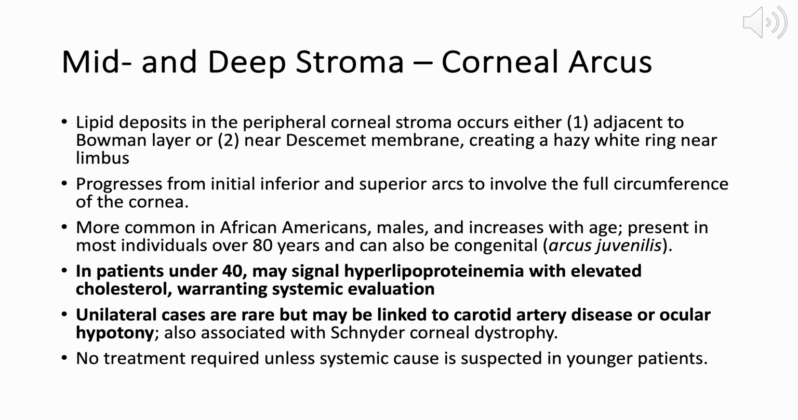On this slide, we're moving into mid and deep stromal changes, focusing on corneal arcus. Arcus forms when lipid deposits accumulate in the peripheral corneal stroma, either just beneath Bowman's layer or closer to Descemet's membrane. This creates a characteristic hazy white ring at the limbus. It typically starts as arcs inferiorly and superiorly and eventually can encircle the entire cornea.